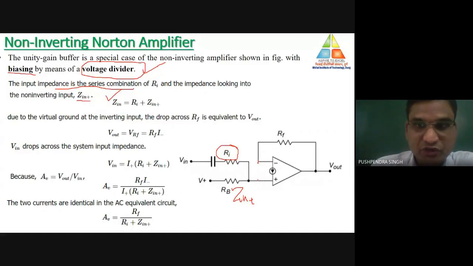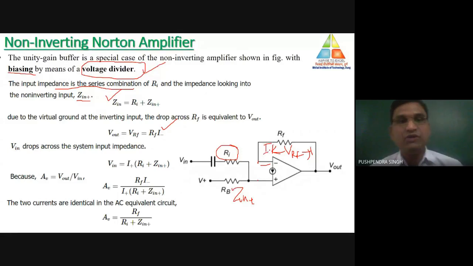So V output is equal to what? The total voltage drop across this resistance. Let this voltage drop across this resistance be VRF. So V output is RF into I minus. Why? Because here the value of current is I minus. So I minus into RF is equal to V output. This is the flow of the current. Now Vin drops across this. Now what is the value of Vin? Vin voltage will be equal to current.